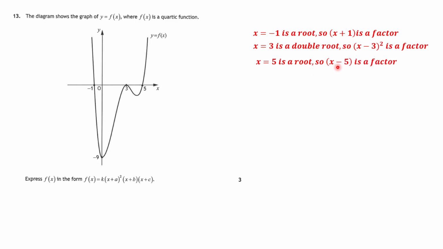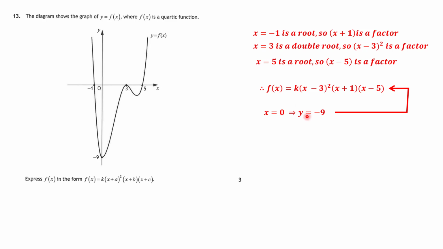So we have three factors: x minus 3 all squared, x plus 1 and x minus 5. So we can say f of x equals k times x minus 3 all squared, x plus 1 and x take away 5. All that remains now is to find the value of k, and we do it using this point down here. This point down here, we know that x equals 0 and y equals -9. So we can put these two values back into the equation above.